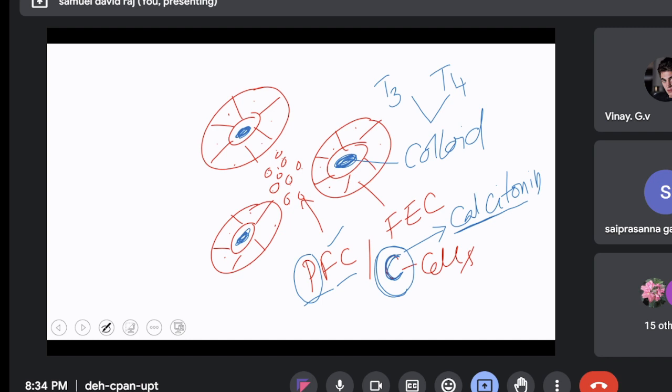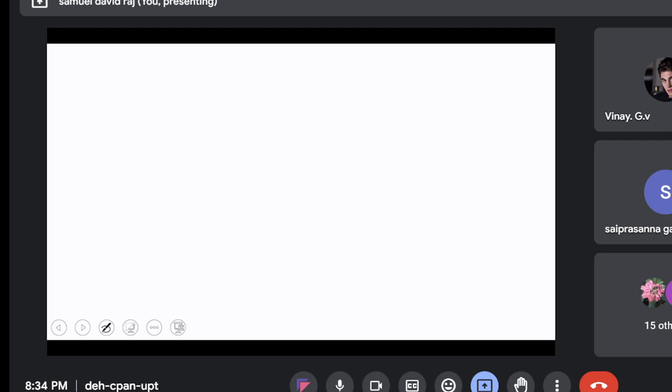Because this hormone is secreted by the thyroid gland, we can call it thyrocalcitonin. Thus, we have three different types of hormones synthesized and secreted by the thyroid gland. One is the T3 hormone, the other is the T4 hormone, and the third one is thyrocalcitonin.